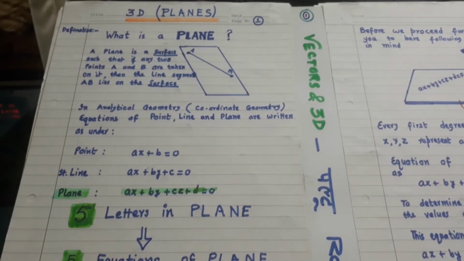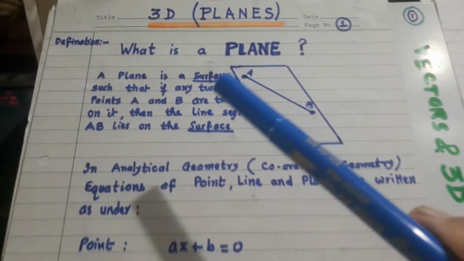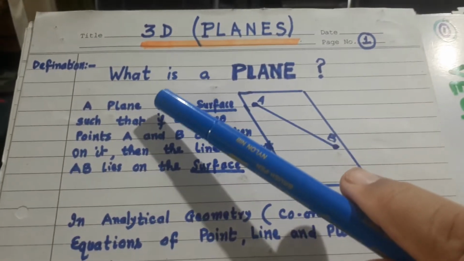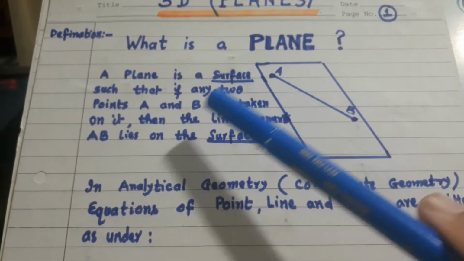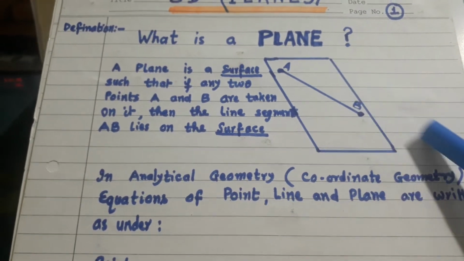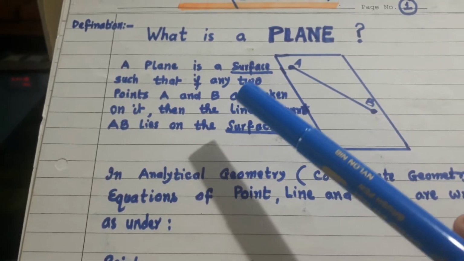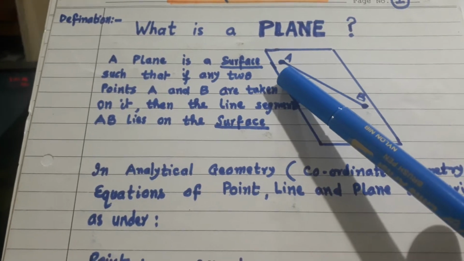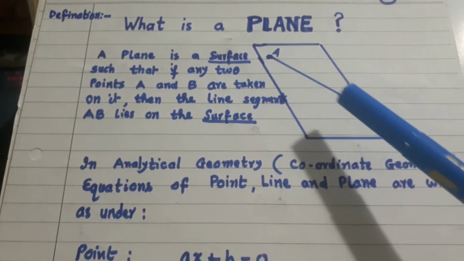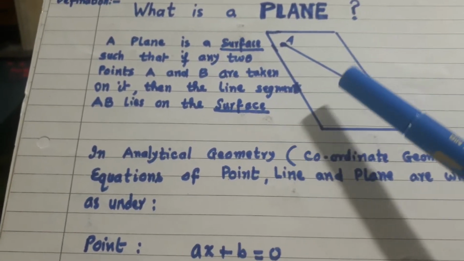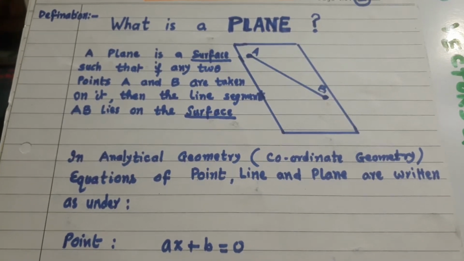So today I'll be starting with 3D planes. So first of all, let us try to understand what is a plane. Look here. The definition is, a plane is a surface such that if any 2 points A and B are taken on it, then the line joining AB lies on the surface. This is the definition of plane.